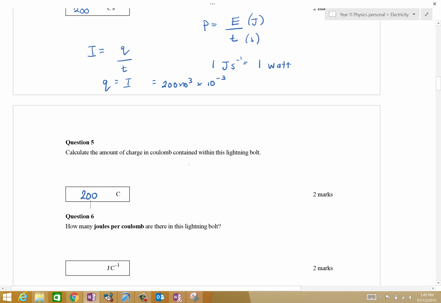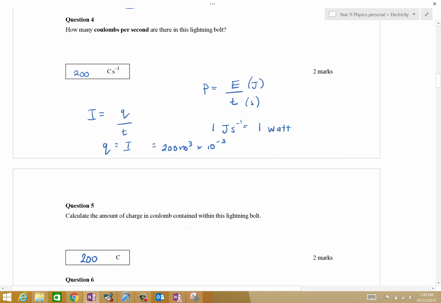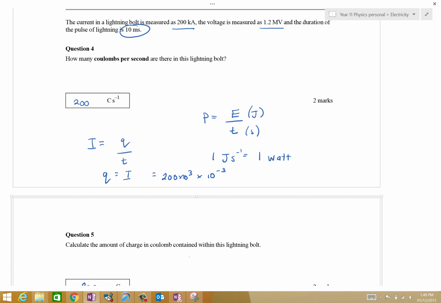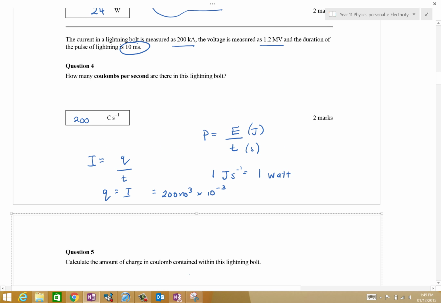How many joules per coulomb are in the lightning bolt? Let's think about it though. Think about joules per coulomb. Isn't there another joules per coulomb? Doesn't that relate to something? Voltage maybe? Yeah. What's the voltage? 1.2 megavolts.